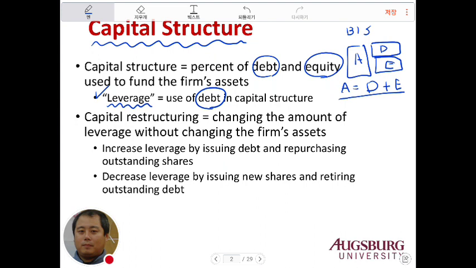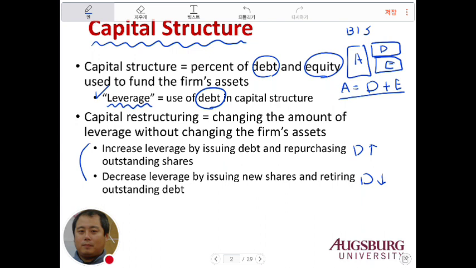So for some reason, if the firm needs to restructure its capital, then there are a number of ways to do it. Basically, there are two directions: increasing leverage and decreasing leverage. Increasing leverage means we increase the proportion of debt, and decreasing leverage means we decrease the proportion of debt. And how to increase leverage? We can issue debt and repurchase the outstanding shares, which are equity shares. So issuing debt increases the debt, repurchasing shares decreases the equity, then leverage increases.